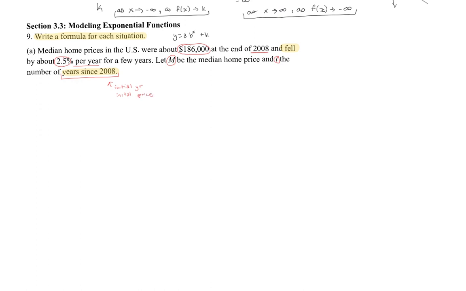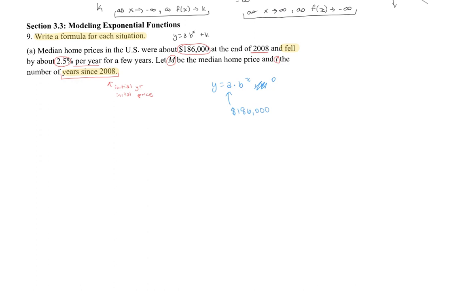So let's write our y equals a, b to the x plus k. In this case, we were not specified k, so we can just assume 0. We are given an initial a. Like I said earlier, whatever our price was at the year 2008, that is our initial price. So we know that it should be 186,000, right?